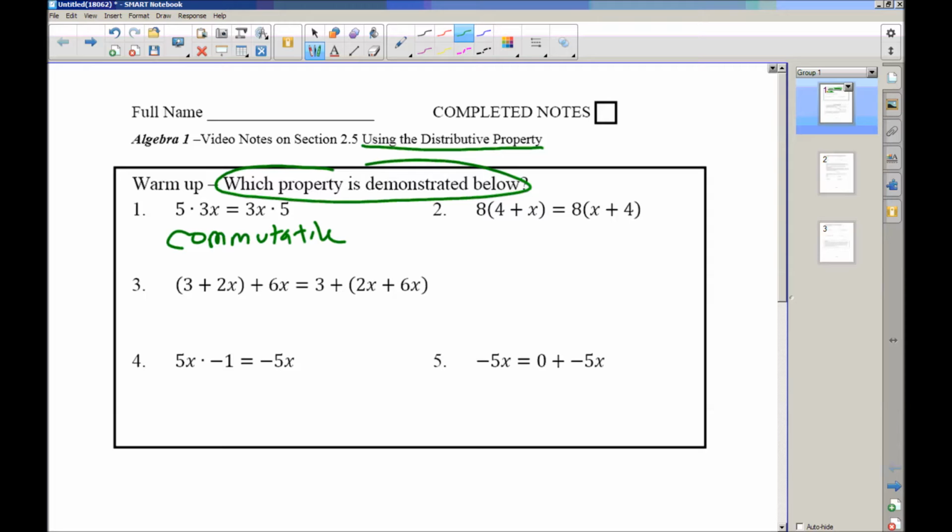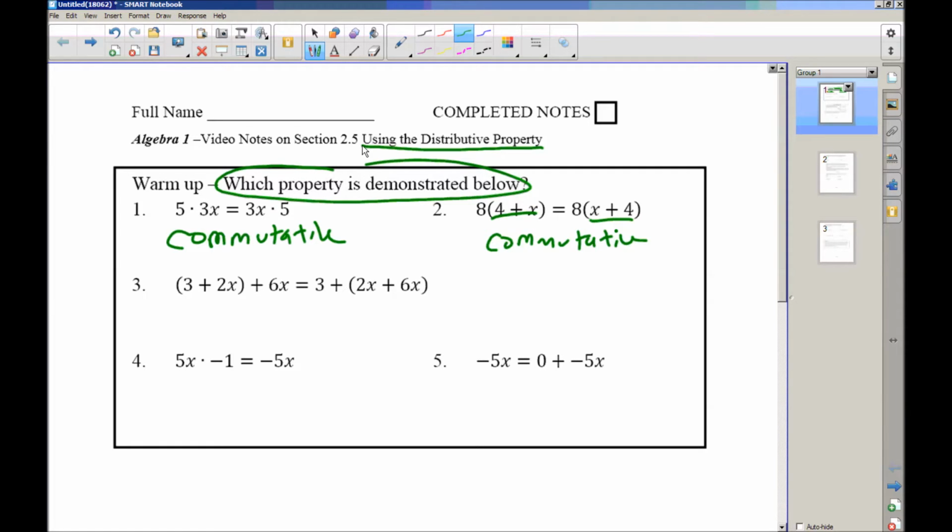All right, second one. 8 times (4 plus x) equals 8 times (x plus 4). Once again, nothing went away, but we're changing the order of the 4 and x. So this is the commutative property.